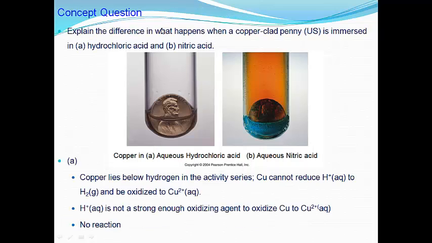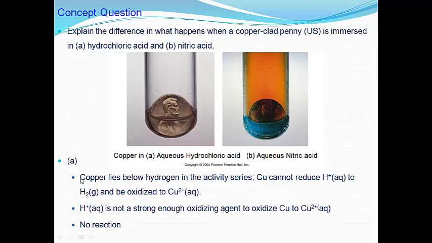Alright, so let us explore some of these ideas by looking at this concept question. If we have various reactions with various metals, metal ions, or other species involving non-metal ions or non-metal atoms, what are some of the likely outcomes of these oxidation-reduction reactions? So here we have a question. Explain the difference in what happens when a copper-clad penny, which is a US currency, is immersed in A, hydrochloric acid, and B, nitric acid. And here we have some depictions of what happened when those experiments were attempted.